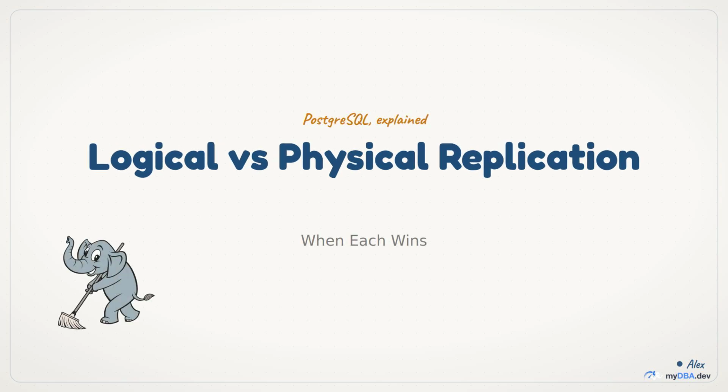Postgres gives you two ways to replicate, physical and logical. They're not interchangeable. Pick the wrong one, and you'll pay for it later when you need something it just can't do. Right. Physical is byte-for-byte WAL shipping. Logical is row-level publish-subscribe. We're going to walk through when each one actually makes sense for your use case.